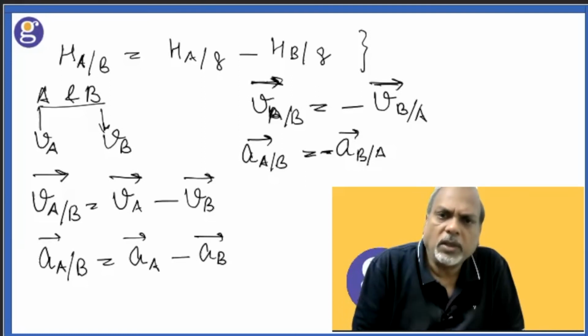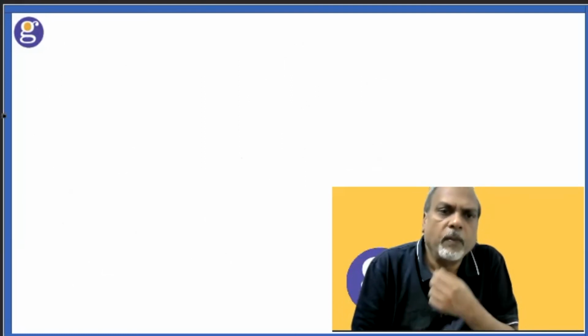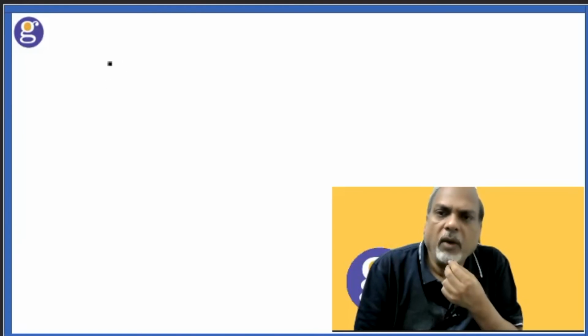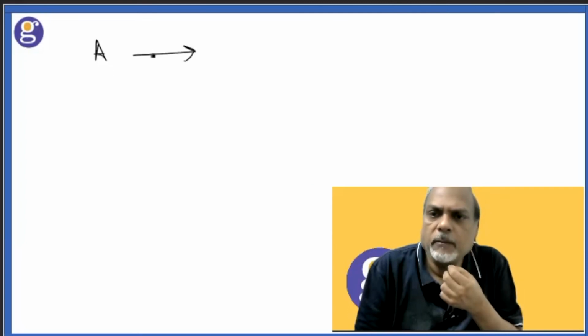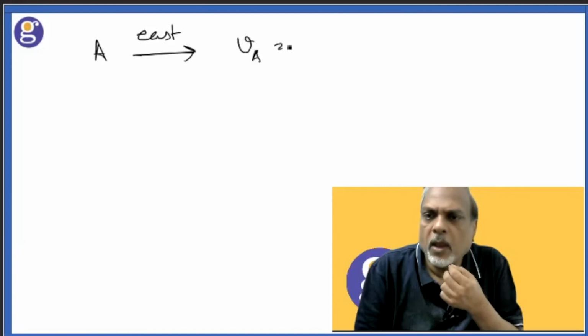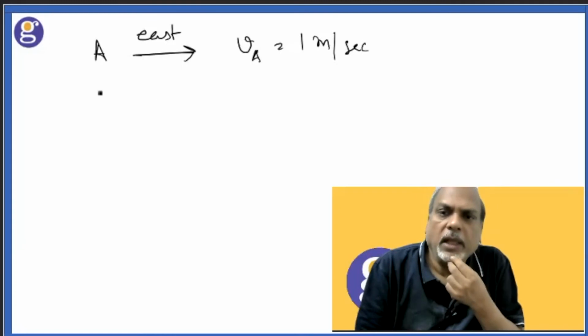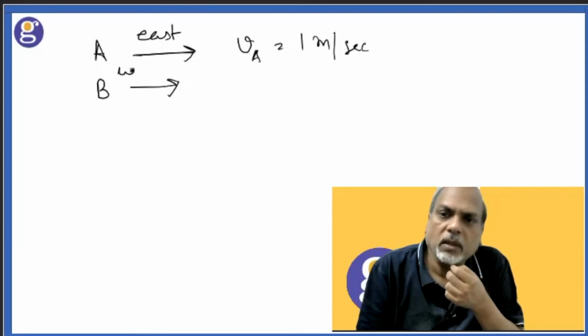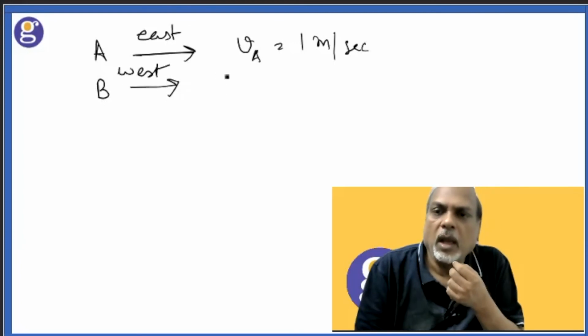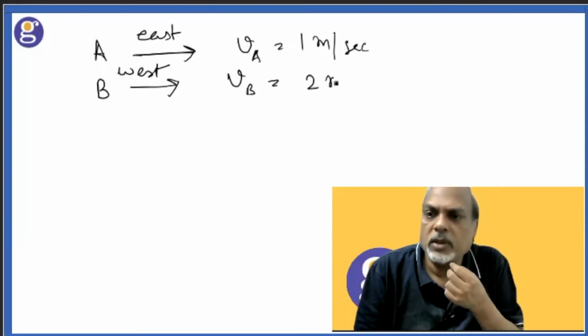Now, let us see one numerical problem. Suppose we have one car A which is moving east with velocity 1 meter per second. Then another car, suppose B, is moving west and its velocity is 2 meter per second.